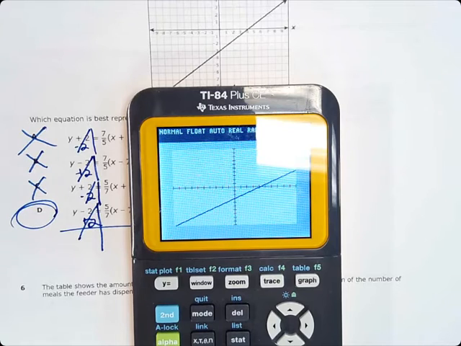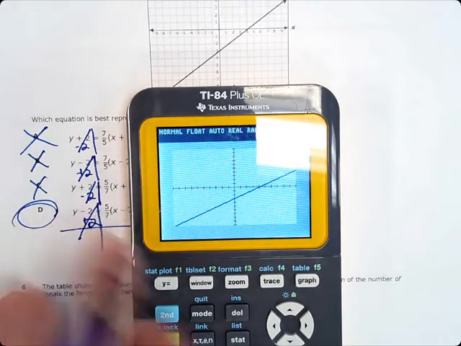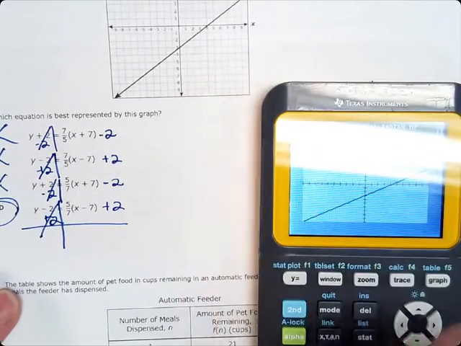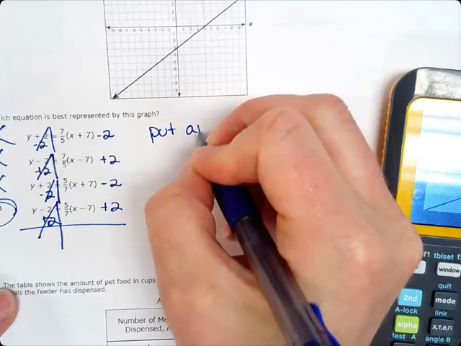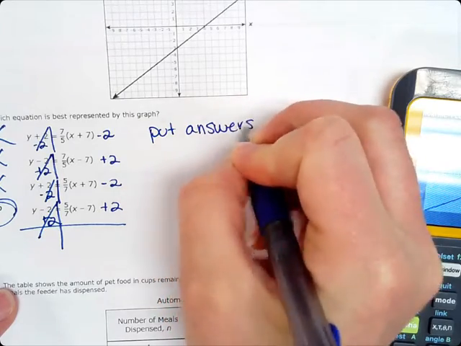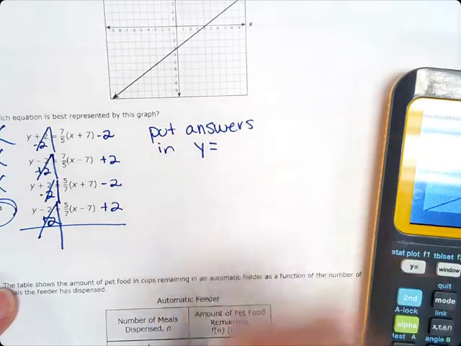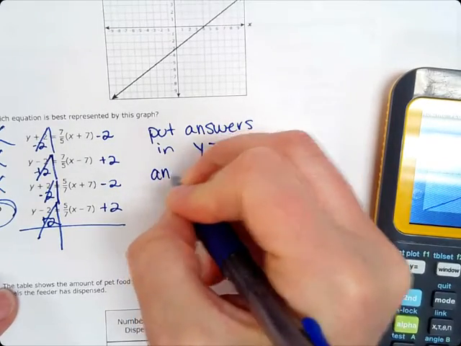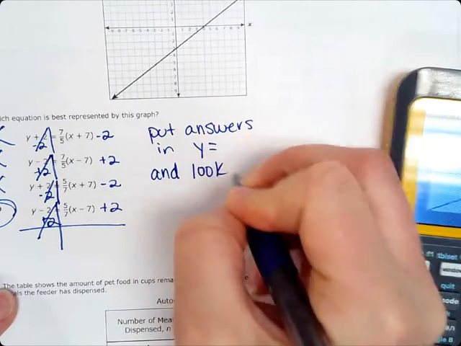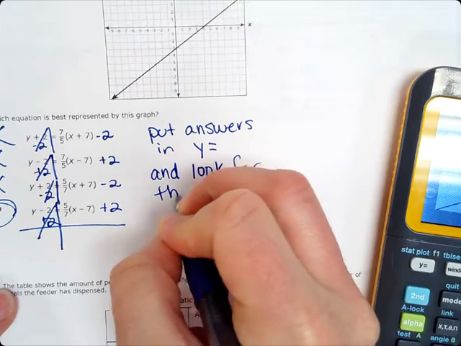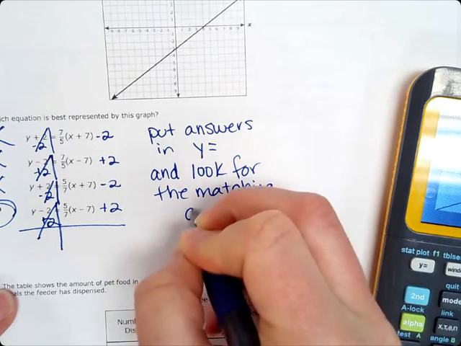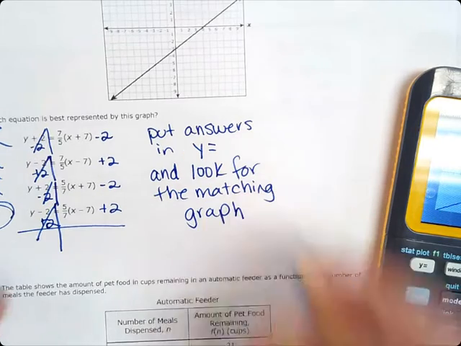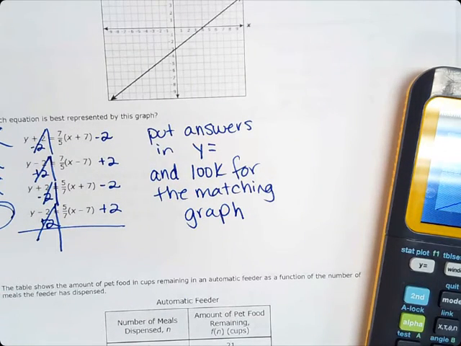So this one didn't have much work. I'm requiring you to show some kind of work. This is work, but then we use the calculator, right? So put answers in y equals and look for the matching graph. That is your explanation of how you got your answer.